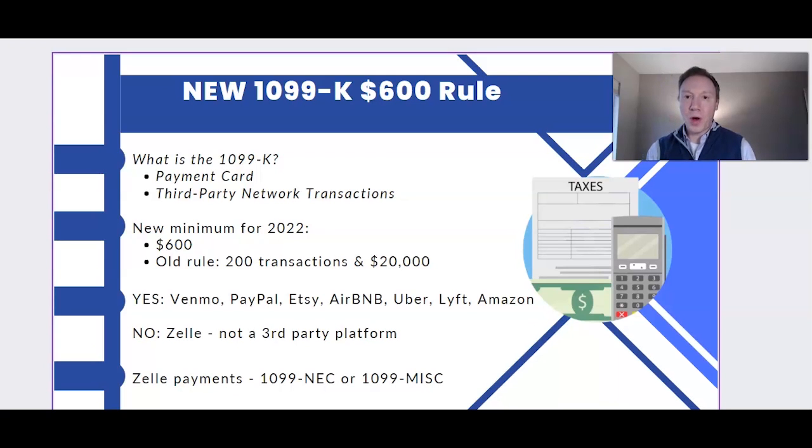All right, in this video, I'm going to walk through the new 1099-K rules that apply for 2022 and years going forward. And then at the very end, I'm going to show you an example of a tax return on where this, or how this, would apply.